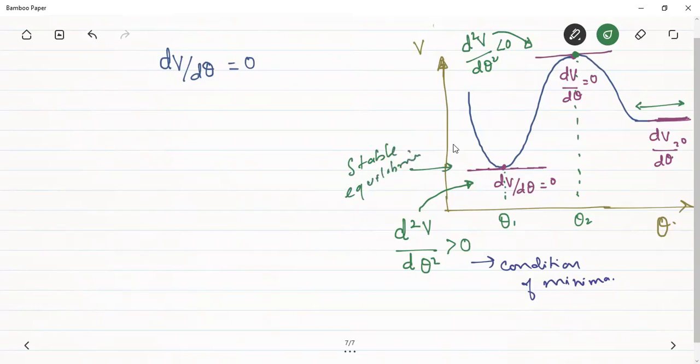So dV by d theta is equal to 0. That gives us the criteria for the equilibrium, and to find whether the body is in stable or unstable equilibrium, we have to calculate the second derivative of the potential energy function with respect to theta. So this position here corresponds to unstable equilibrium. And if the potential energy remains constant, then this corresponds to neutral equilibrium. This region corresponds to neutral equilibrium.